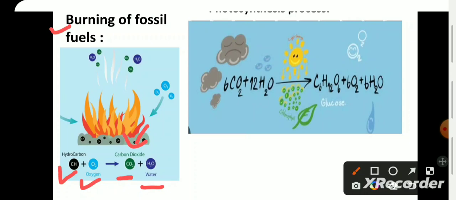Next is photosynthesis. As you already know, photosynthesis is a very important process in a plant's life, as plants prepare their food with the help of it. In photosynthesis, carbon dioxide reacts with water, and you get starch or glucose plus oxygen plus water. So this is also a very important chemical change which takes place in the plant to prepare its own food. These two are very important chemical changes which take place in our surroundings.